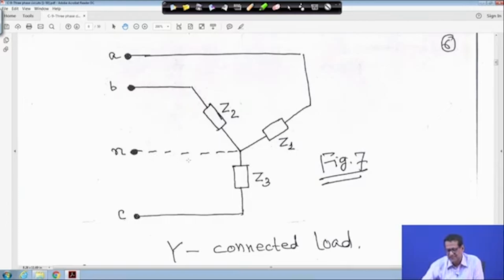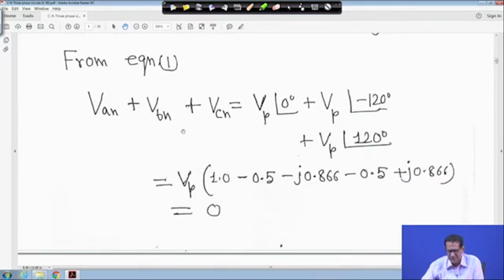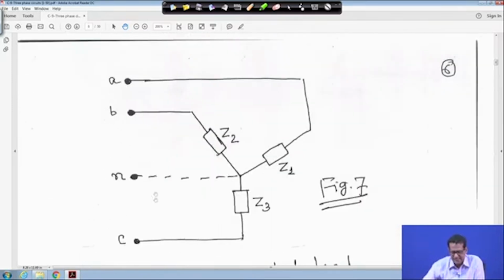In that case, for the balanced case, it is always 0. In the case of current it is different. So in this case, for the balanced case, this is actually 0. Now A, B, C, this dash line is the neutral, which may or may not be there. So this is Z1, Z2 and Z3, this is figure 7.